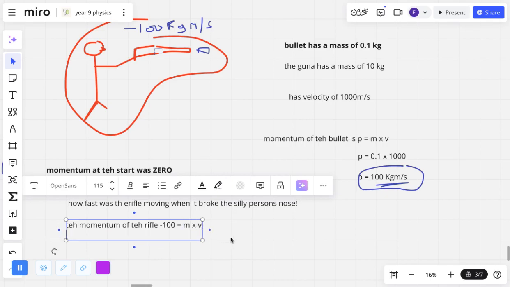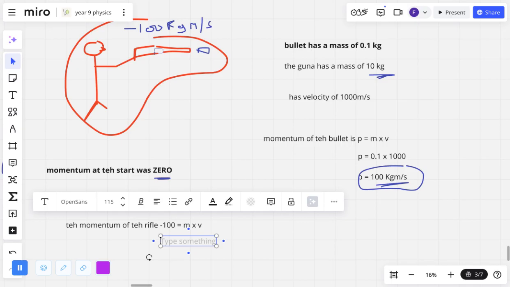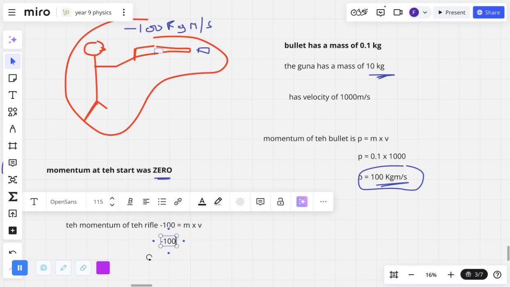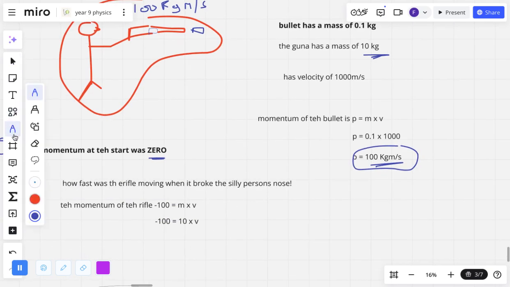Well, we know what the mass is. We'll put it up there. The mass of the gun is 10 kilograms. So, ooh, that's interesting. So I can turn around and go, aha, I know the momentum is minus 100. The mass is 10 times velocity. Well, I just want the velocity. So what I can do here is divide both sides by 10, or however you've been taught maths. So the velocity is minus 10 meters per second.